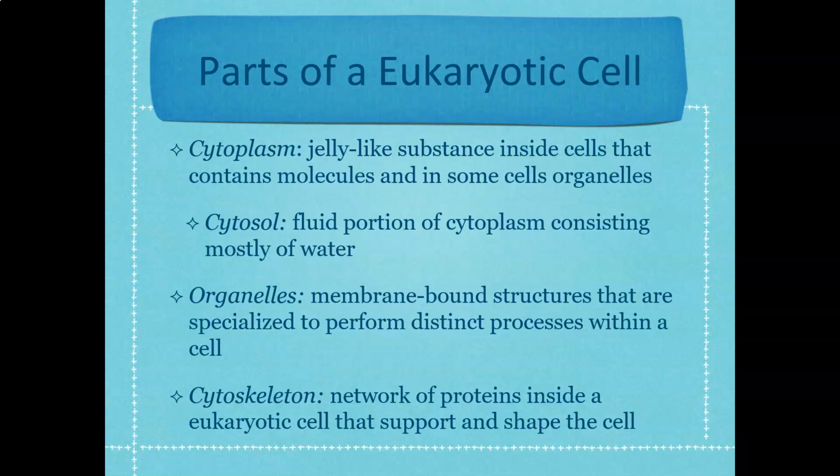Last piece is also having a cytoskeleton. So think about what that term means. You probably know what a skeleton is, right? Bones. What do those do for your body? They give you structure, support, allow you to move. And so your cytoskeleton is just that. It's a skeletal system internal to your cell. It's a network of proteins that help support the cell, give it shape, anchor things in place, and let it move.